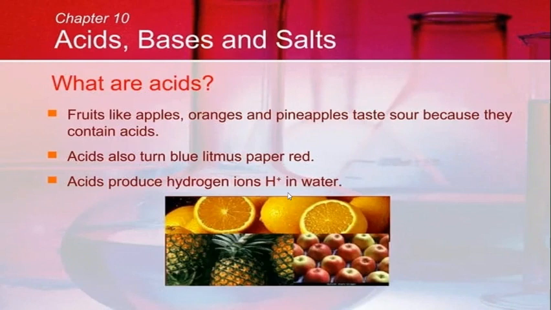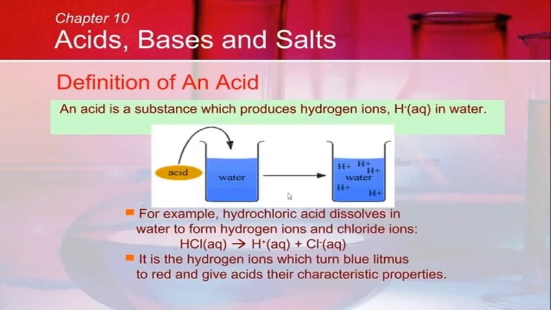Fruits like apples, oranges, and pineapples taste sour because they contain acids. Acids also turn blue litmus paper red, and acids have hydrogen ions, H+, in water. So, as we said, acids produce hydrogen ions in water. This is the basic definition of what an acid is. An acid is a substance which produces hydrogen ions, H+(aq), in water.